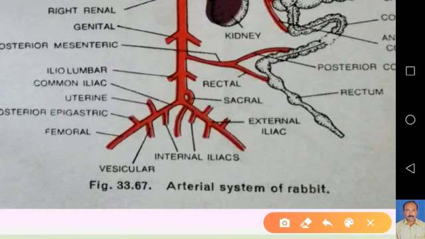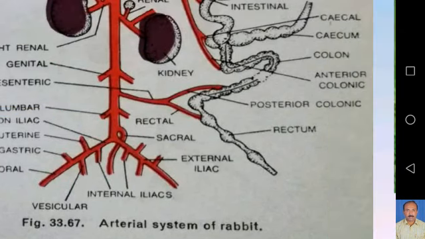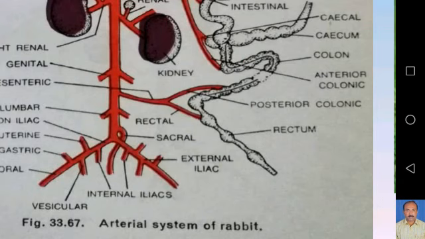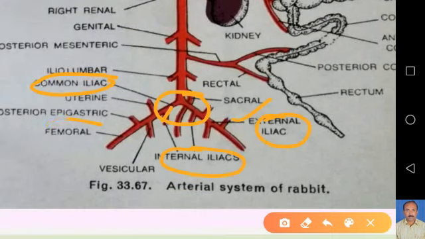Next, common iliac arteries. These are a pair of arteries formed by the bifurcation of the dorsal aorta in the pelvic region. They run outwards and backwards. Each common iliac artery soon divides into the internal and external iliac arteries. Internal iliac artery supplies blood to the dorsal wall of the pelvic cavity. External iliac artery passes blood to the hind limb and continues as a femoral artery.